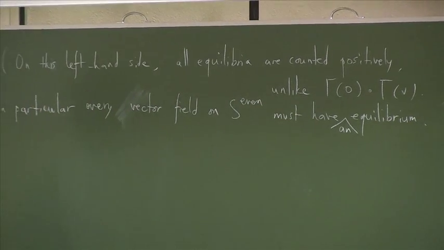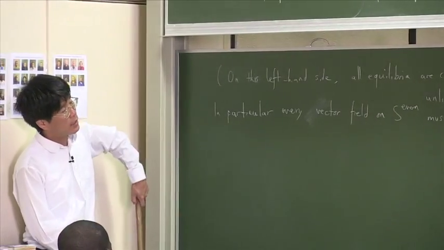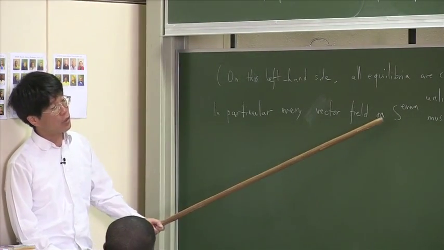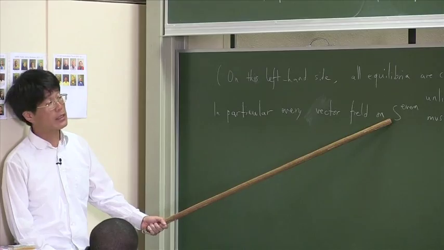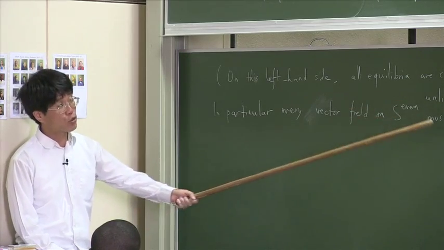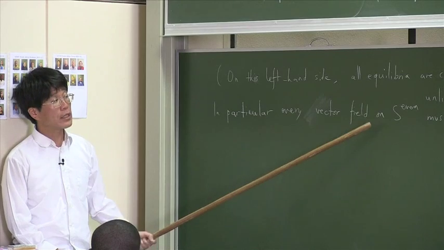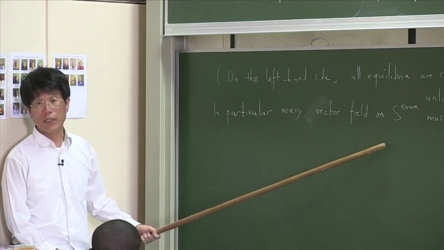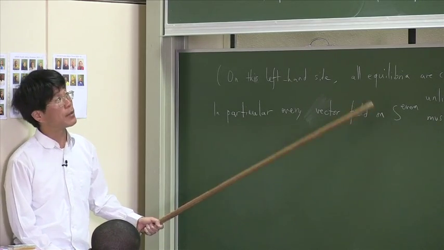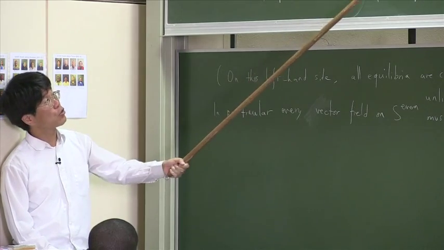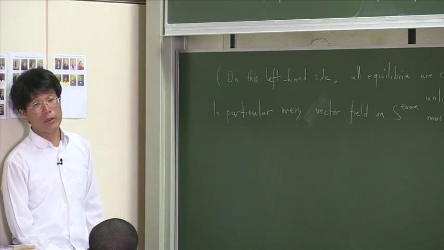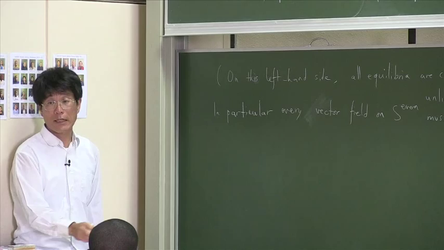A manifestation of what I was talking about, namely that the topology of the manifold, in particular S even, constrains the behavior of the dynamical system on that manifold. You know that the Euler characteristic of S even is always 2 in all even dimensions. So that's greater than or equal to 2. That means that there must exist some equilibrium. In fact, the number of equilibria is going to be at least 2.